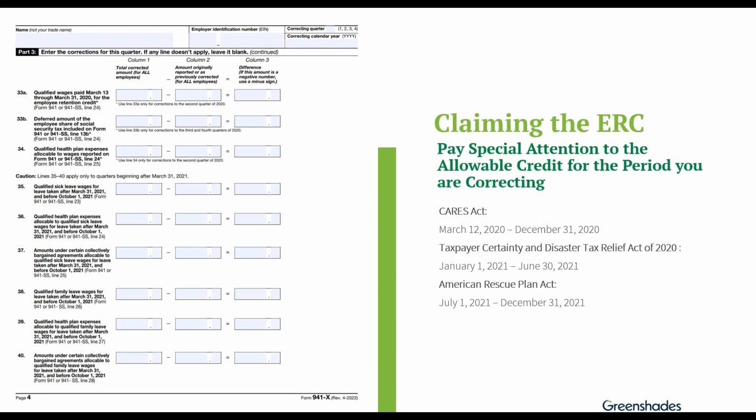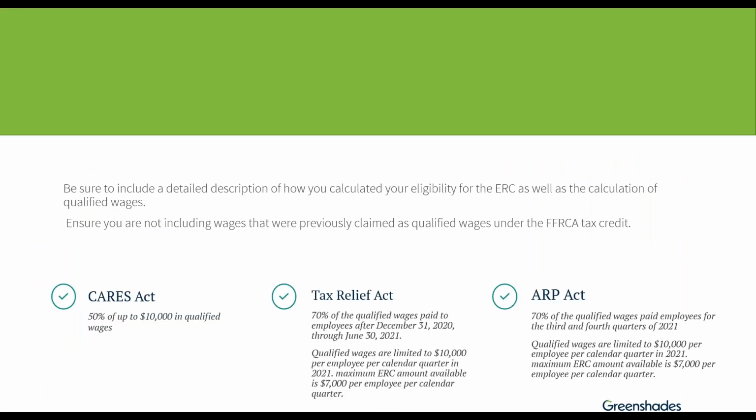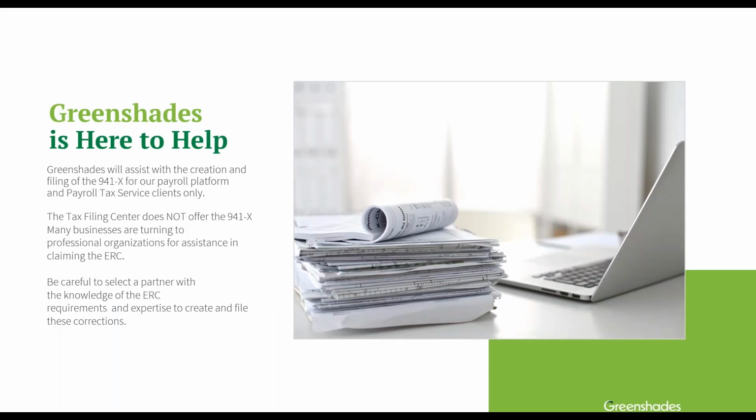The IRS has some really great resources available that we'd be happy to share if you need help on how to claim that employee retention credit. And Greenshades is happy to help you with getting all the information you need onto your 941 correction. When you calculate it, make sure that you are using the right calculation based on the qualifying period, because those employee retention credits vary from quarter to quarter. As I said, Greenshades is here to help.